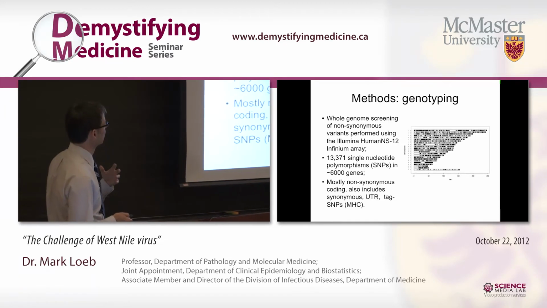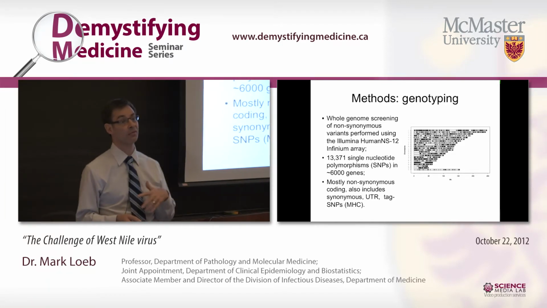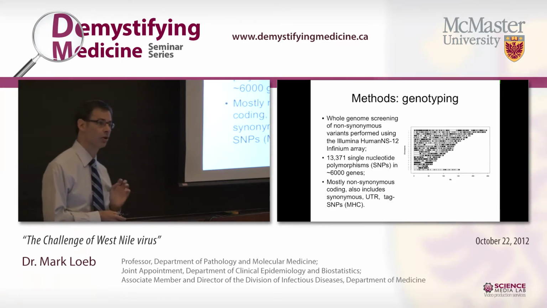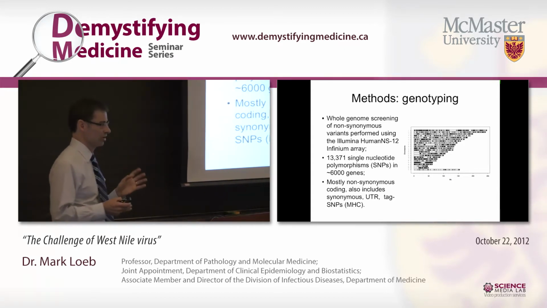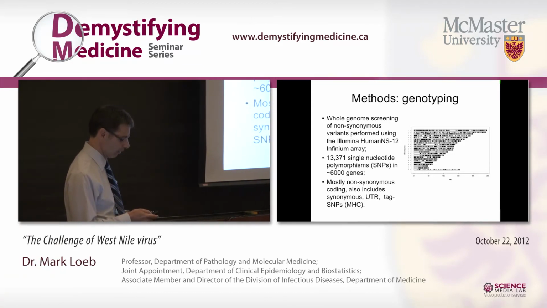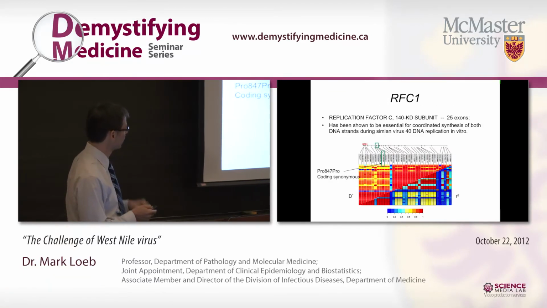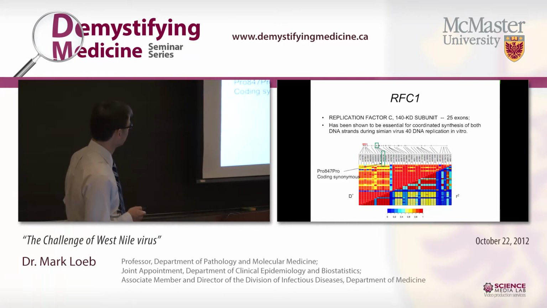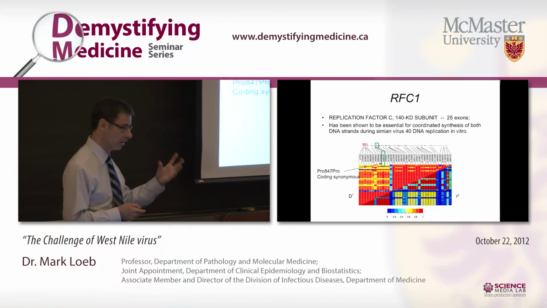And we did genotyping. We looked at over 13,000 single nucleotide polymorphisms, so 6,000 genes, and then after that we used a larger chip, over 1 million SNPs. So we really did a whole genome association study, although we weren't actually powered for one, looking for any variants that were associated with neuroinvasive disease. And although we got some preliminary data suggesting that there are some variants that could be important, we haven't replicated those, okay?